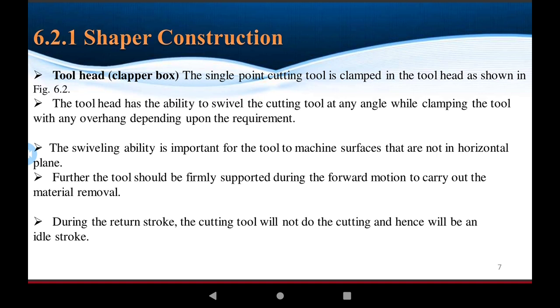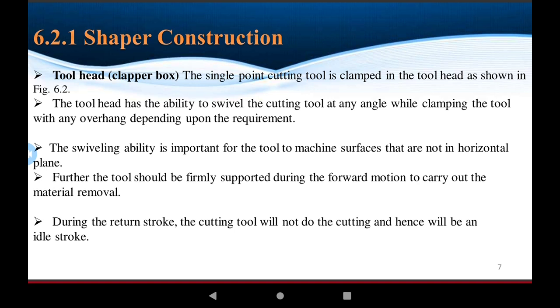Further, the tool should be firmly supported during the forward motion to carry out the material removal. The forward motion is the cutting stroke, and the backward motion of the ram is the return stroke. This is a very important single point cutting tool machine, but its power consumption is very low and the metal removal is very small.